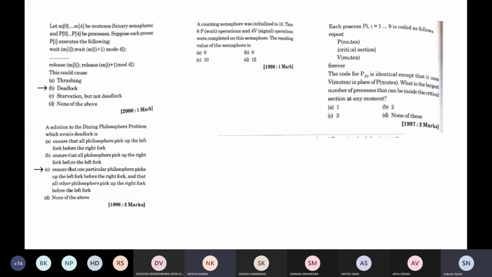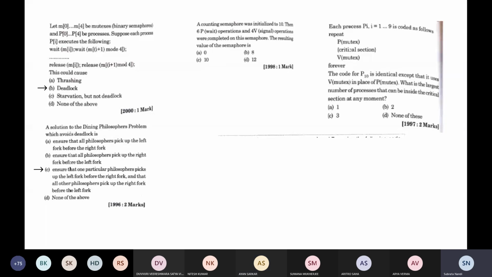So B, 8. It will be 8. So how do we get the value? You see, the counting semaphore starts at 10. After 6 P operations, I have 10 minus 6, which is 4. After that, 4 V operations, so we have 4 plus 4, 8. Yes, so it's a counting semaphore, which means it's a general semaphore.